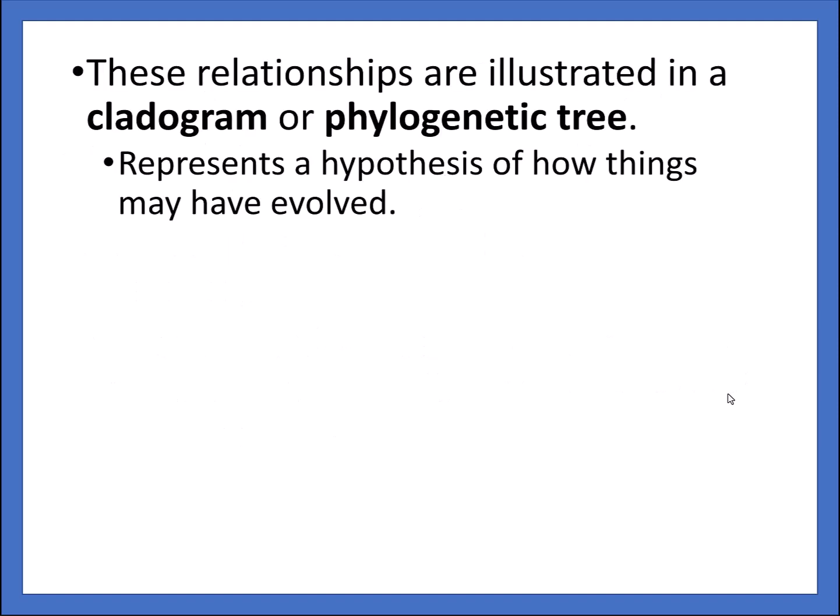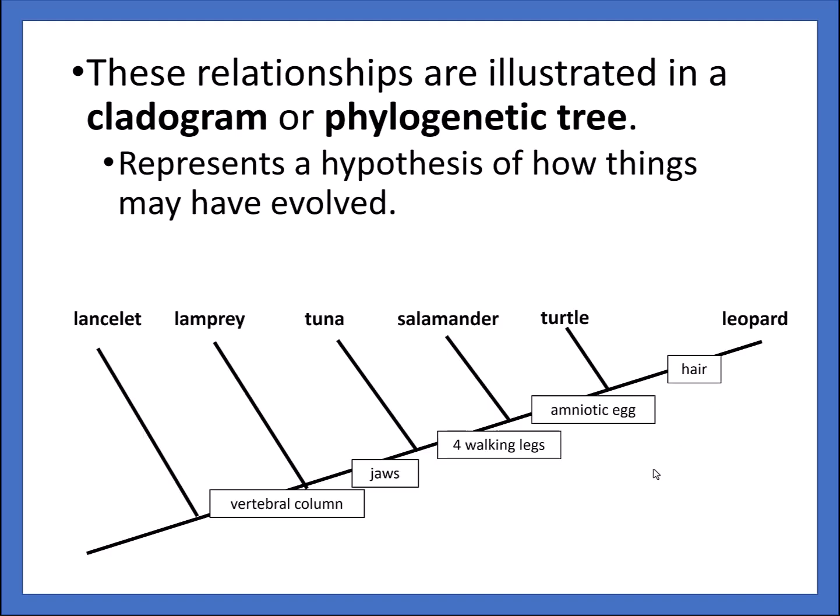And these relationships are illustrated in a cladogram or a phylogenetic tree. And these represent a hypothesis of how things may have evolved based on the information and similarities between these organisms. Scientists make some assumptions about how they are related to each other. Sometimes they involve genetics in these cladograms and phylogenetic trees in order to show relationships. So here's an example of a cladogram.